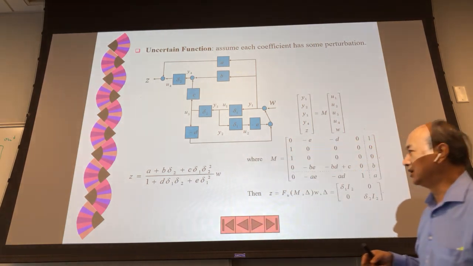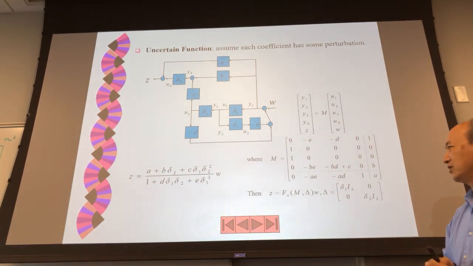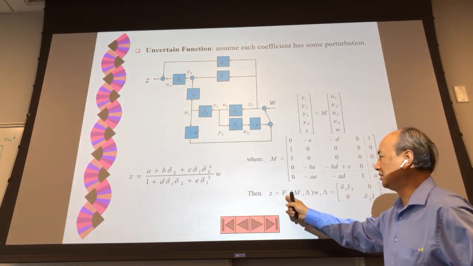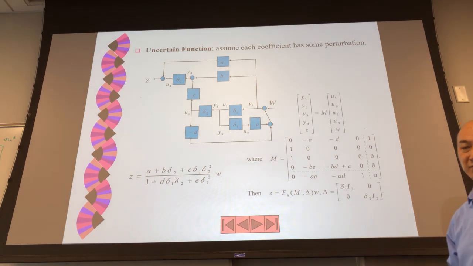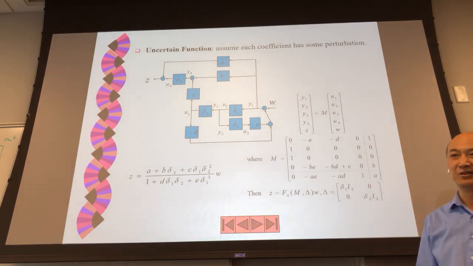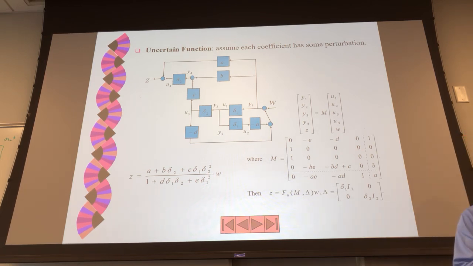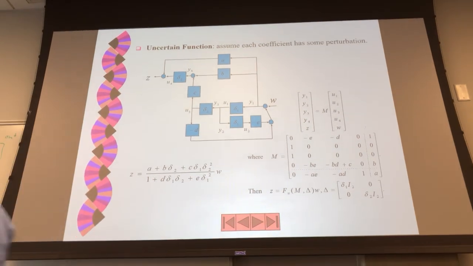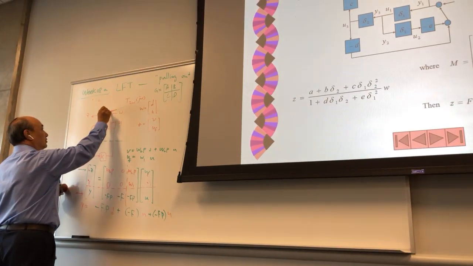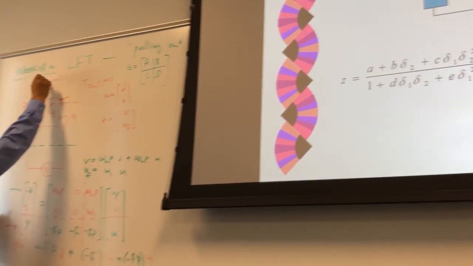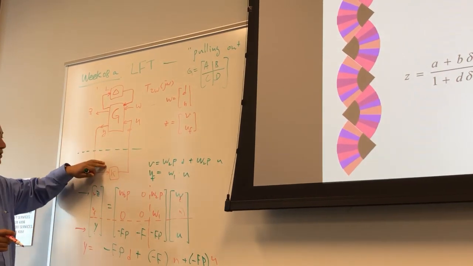So in LFT language, the closed loop transfer function is a simple LFT, the upper LFT of M and delta. But you may say, can I write it in lower? Yes, it's possible. It's just a matter of your preferences, whether you want upper or lower. However, by convention, we usually leave the upper to delta and we leave the lower to K.